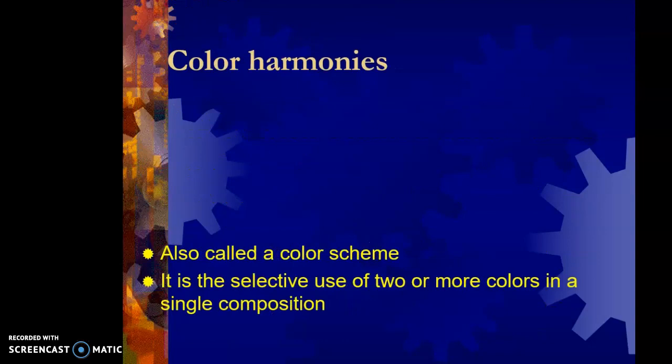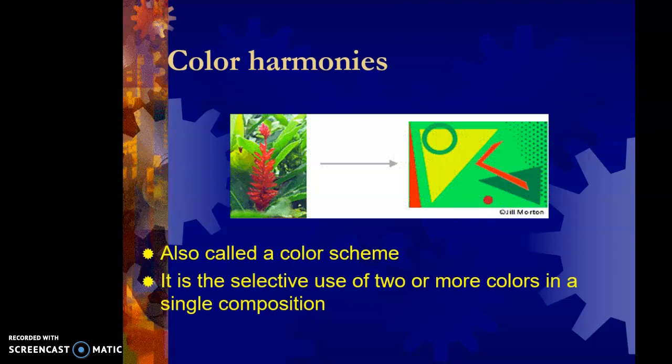Color harmonies, also known as color schemes. It is a selective use of two or more colors in a single composition. And here I think this one is pretty good. An example, taking a photograph of a flower found in nature and then taking that and transporting those colors into a composition of art. It transitions pretty well.